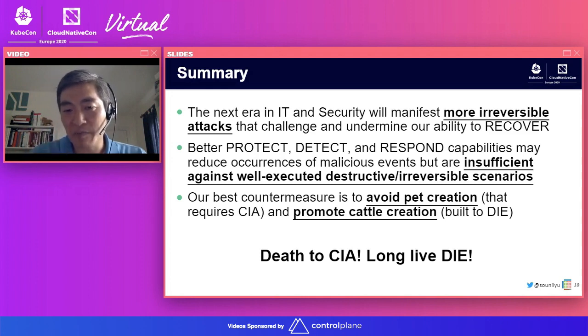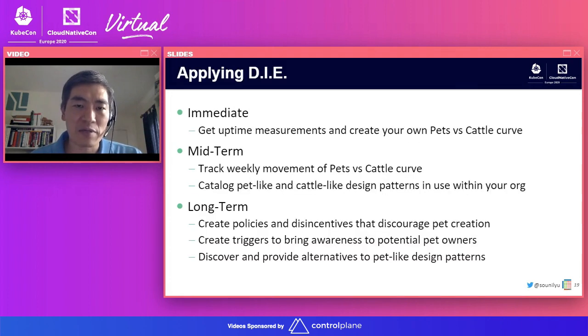Now, I think applying these concepts in your own organization is actually pretty simple. So here are a couple of quick tips that you can apply. I think you should get data that will help you understand how closely you're hewing to the DIE principles. So get uptime measurements, for example, within your own environment and create your own pets and cattle curve. And then track that over time. See what that looks like over the next couple of weeks, next couple of months. And start to catalog those design patterns that tend to move you more towards cattle-like design patterns and less towards pet-like design patterns.